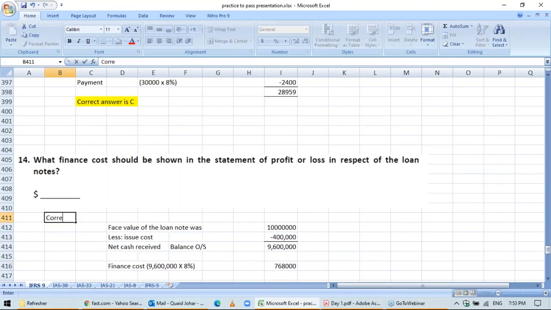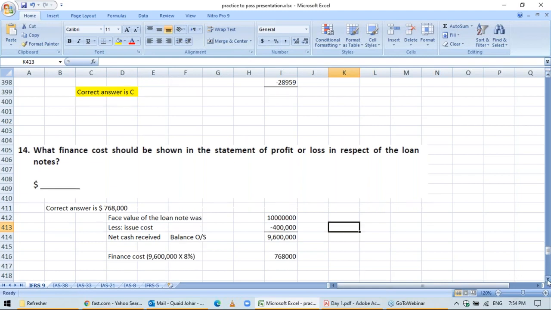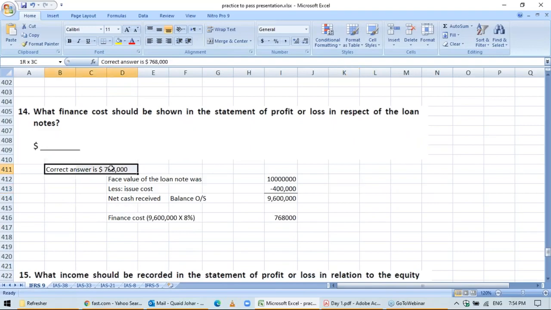See, where they give a blank, usually the answers are in round figures, or they're not very tricky, like in decimals or fractions, right? So the correct answer is $768,000. But be careful that the answer here is not in thousands. It is just in dollars. It is not in millions. Otherwise, you have to be very careful, and convert it in millions or in thousands. So the correct answer is 768,000. Okay, next.